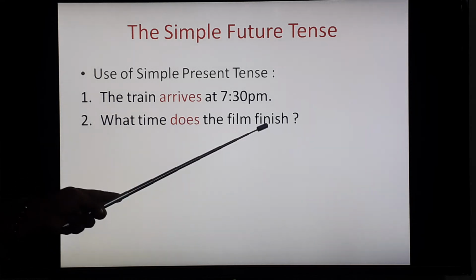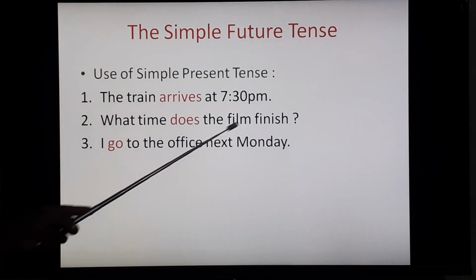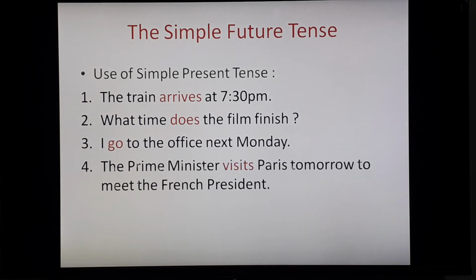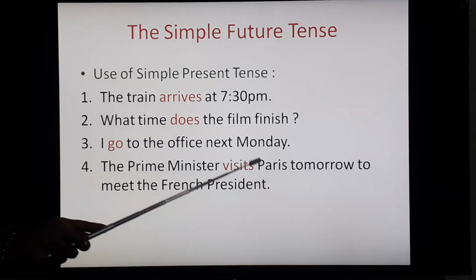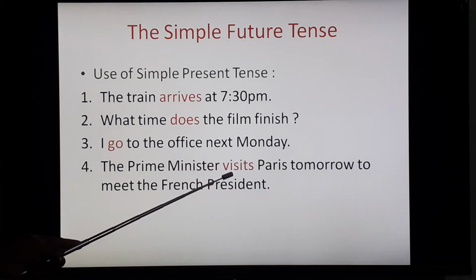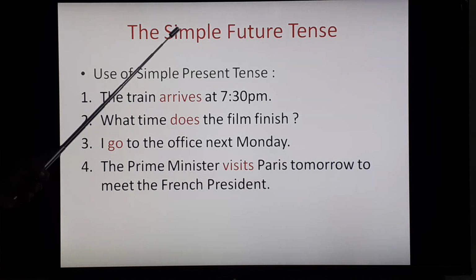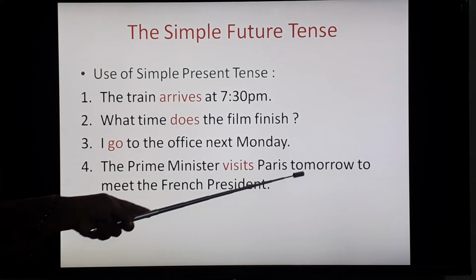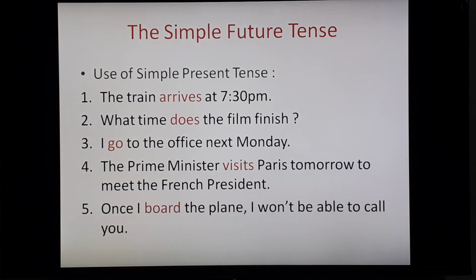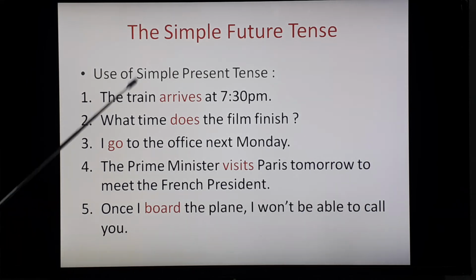What time does the film finish? I go to the office next Monday. The Prime Minister visits Paris tomorrow to meet the French President. So here visits, this is the example of simple present tense which is used here to show simple future tense. Tomorrow is mentioned. Once I board the plane, I won't be able to call you. Board, that is simple present tense which is used here to indicate simple future.